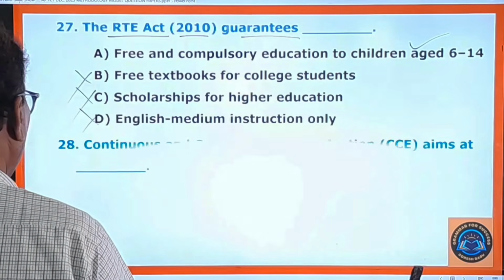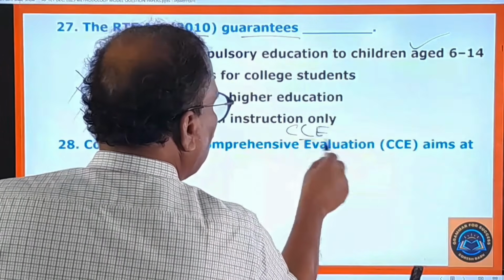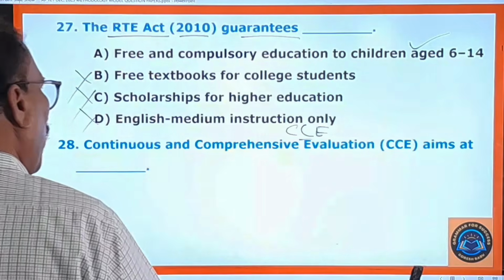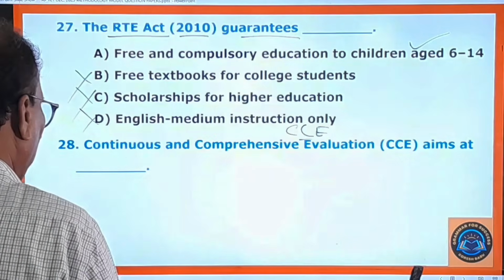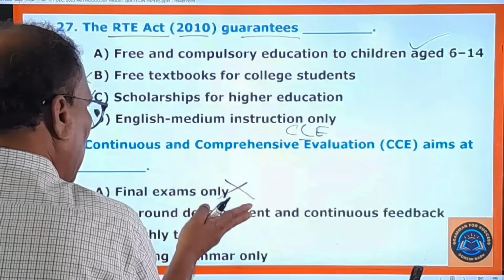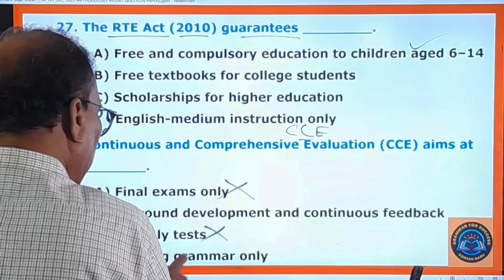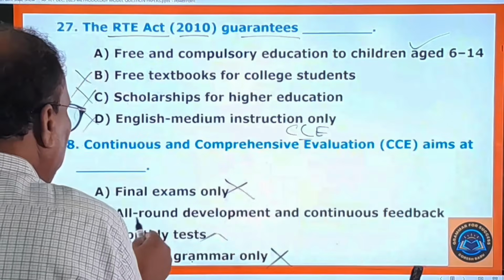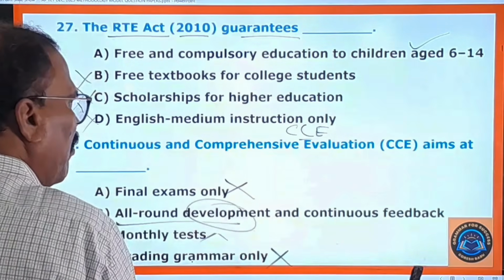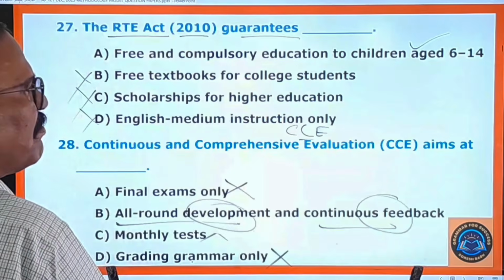And you go to the 28th one. Continuous and comprehensive evaluation, CCE, this is called. What does this aim at? Here you pay attention. Final exams only? No, it doesn't aim only at final exams. It doesn't aim at monthly tests. It doesn't aim at grading grammar only. No, but it aims at all-round development of a learner and continuous feedback of a learner.